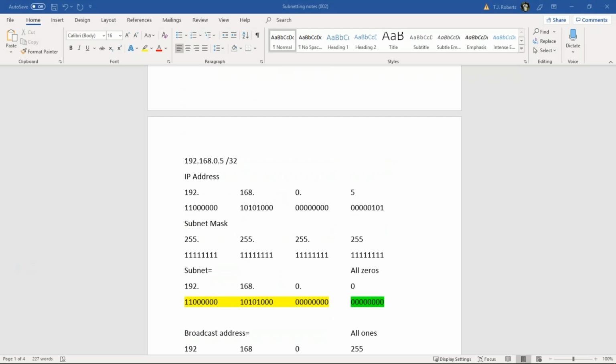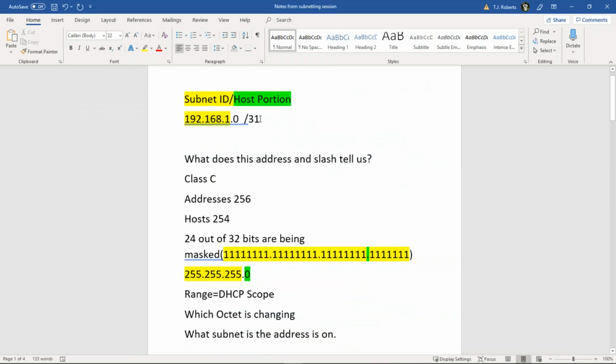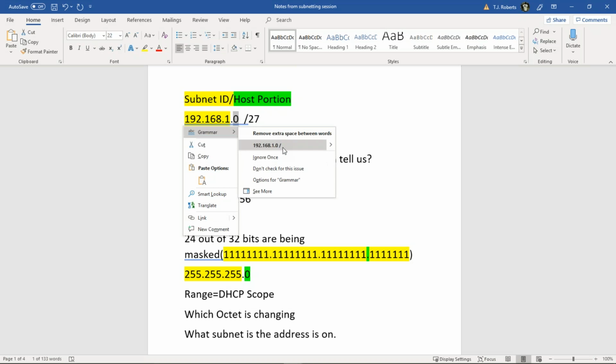Do one example of a size 27. Okay, let me go back to the other chart. So you're asking what a size 27 would look like? Okay, let's turn this into a size 27. First thing, screen again.